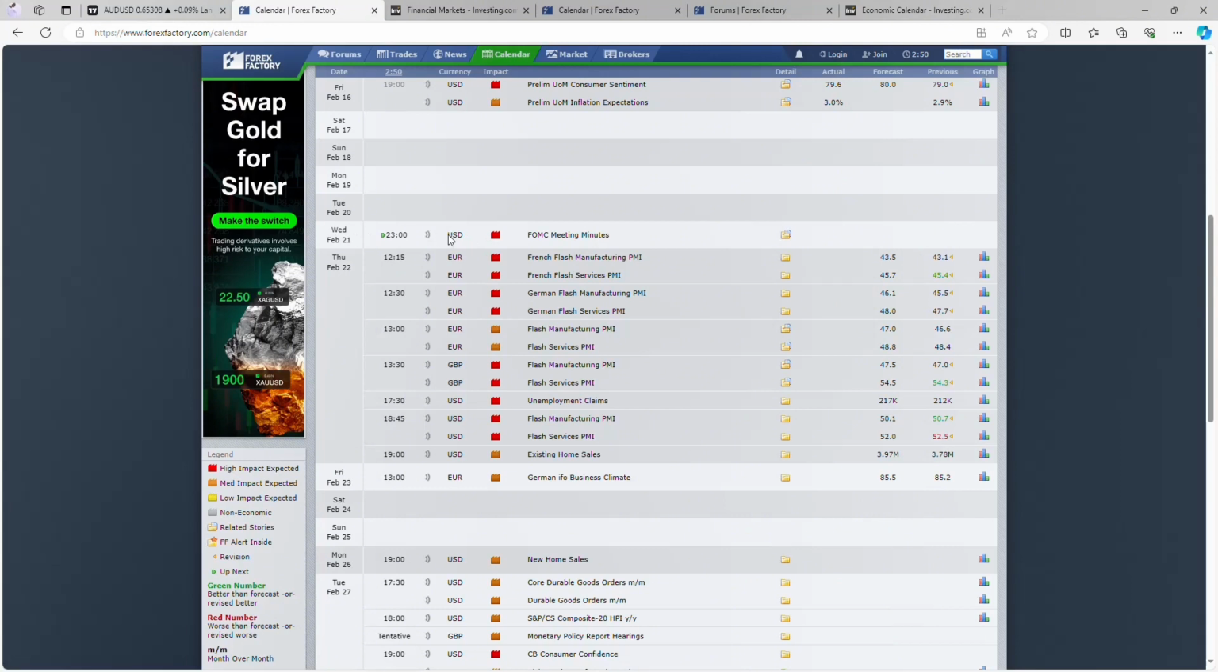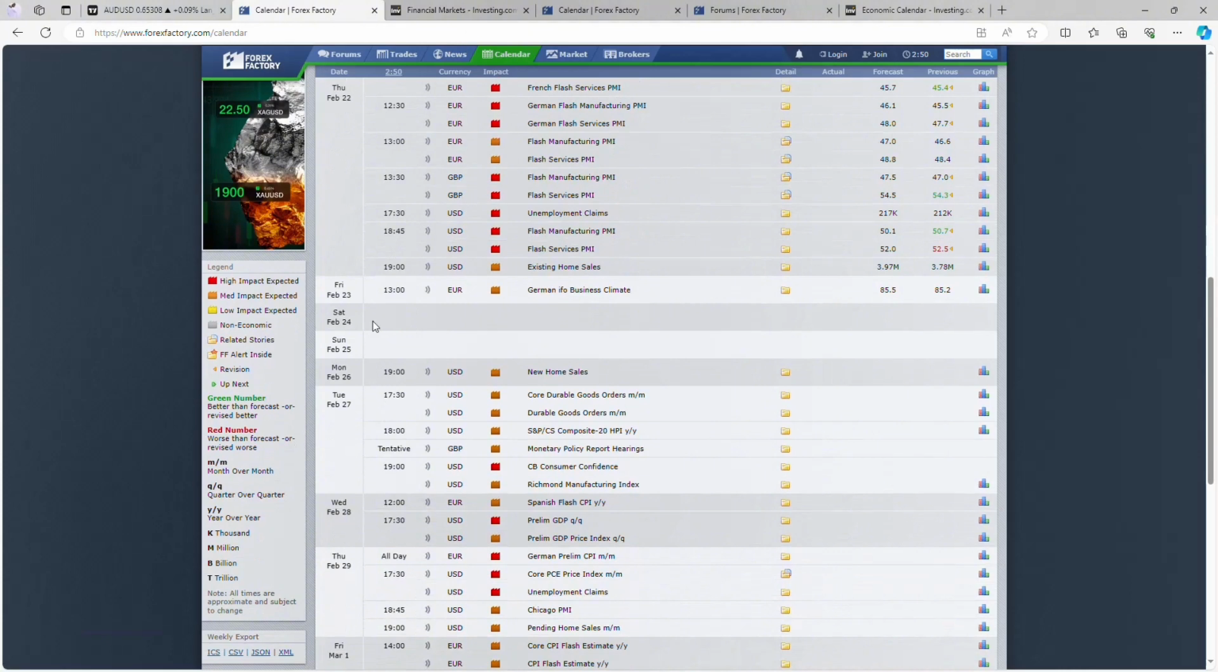So on that day at this time, you should not be trading in the market. Next day also, which is Thursday, February 22nd at 12:15, the euro is going to have a high impact news. That's why you have a red calendar. French flash manufacturing PMI. So you have to stay away from the market because euro pairs will move a lot.